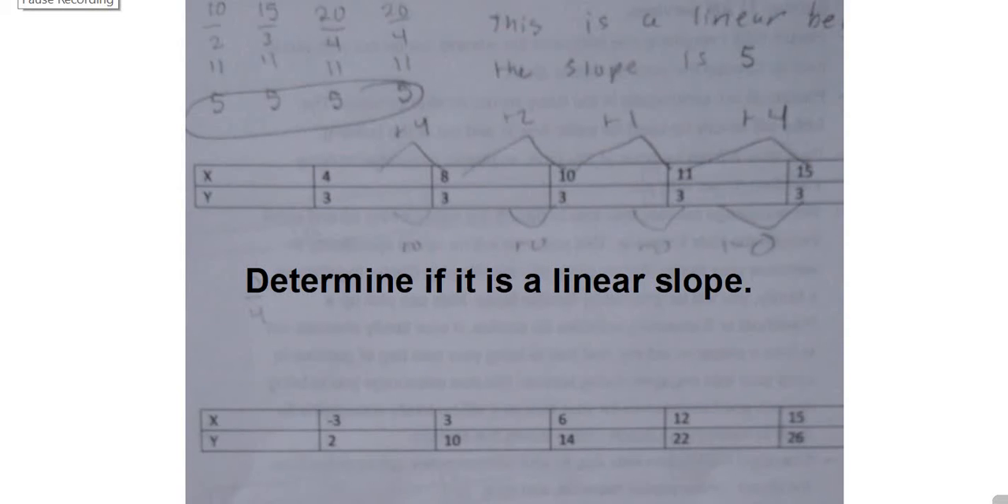Alrighty, Esther. I don't exactly see the question, but I'm trying to look at the question above, and it looks like it's asking if these points constitute what's called a linear slope. Linear means line. So the first thing I'm going to do is take these points and turn them into an ordered pair. Let me show you what I mean.